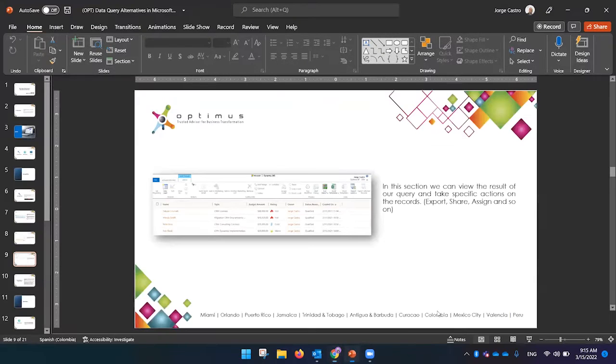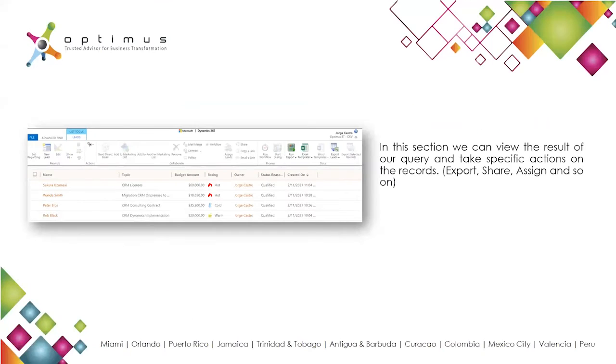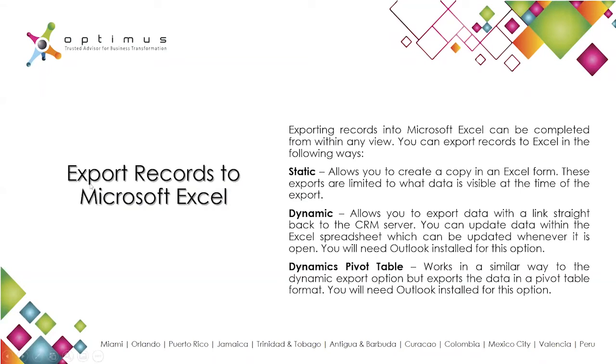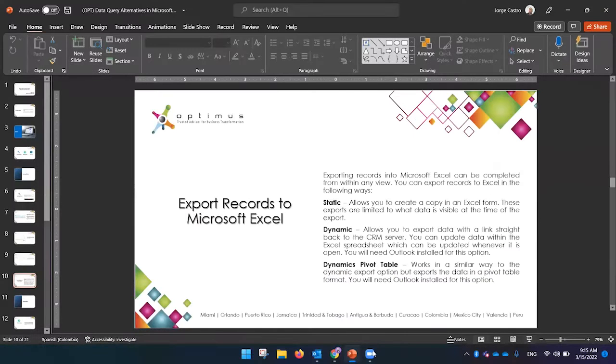Okay, let's go back to the guide. Basically, as I was explaining, you're going to have all the information directly from here in an advanced search. You could export information, and when you are exporting information to Excel, you are going to have three ways to export that. Let me show you where it is.